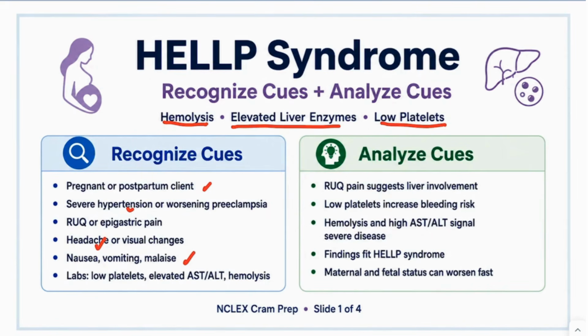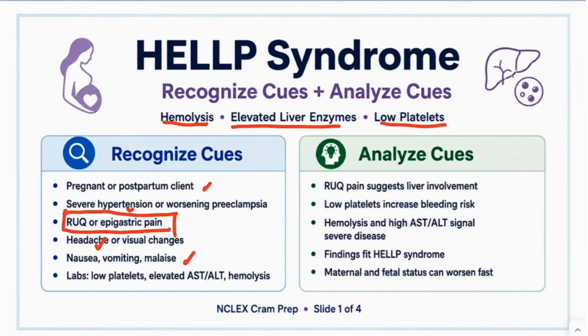But one thing I want you to pay close attention to is this one: right upper quadrant pain, or what we call epigastric pain. Why? So we know it's right upper quadrant pain because that's where the liver is located. So why are we more concerned about that right upper quadrant pain or epigastric pain? Because the pain may again signal liver involvement.